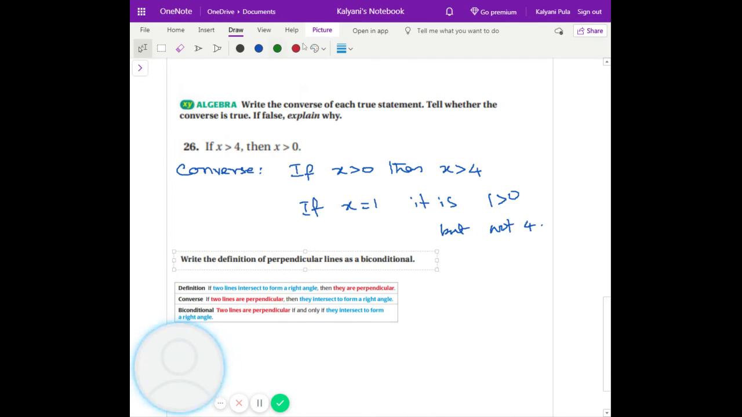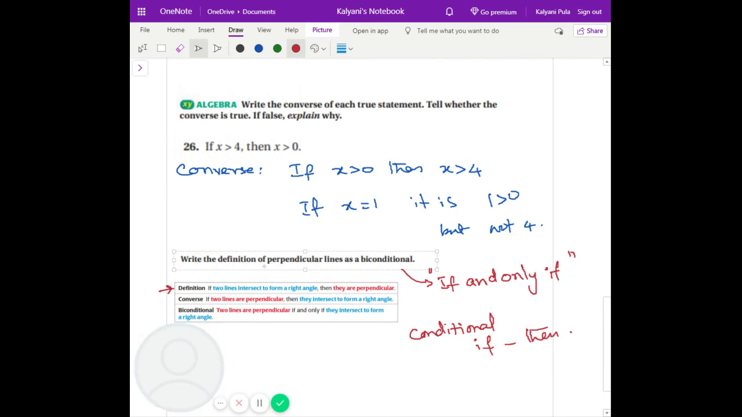So I'm going to write down what biconditional means. Biconditional means if and only if. That's a biconditional. Conditional means if then. Biconditional is if and only if. If you look at it right here, the definition: if the two lines intersect to form a right angle, then they are perpendicular. So that's a statement.